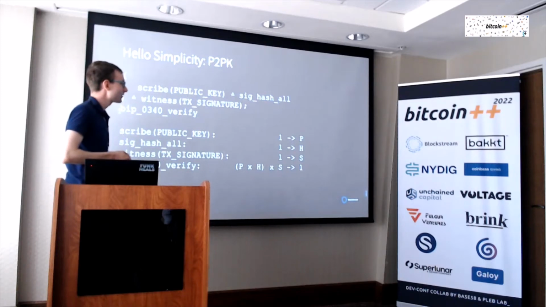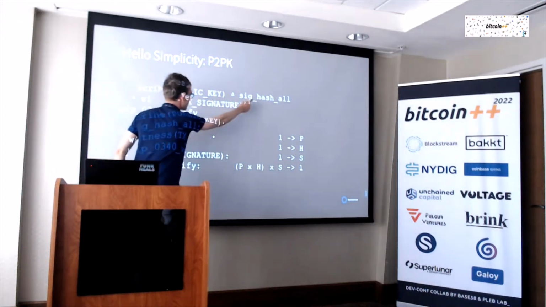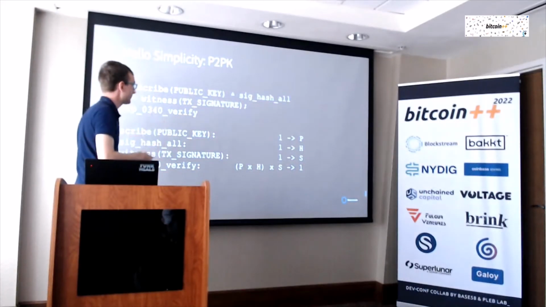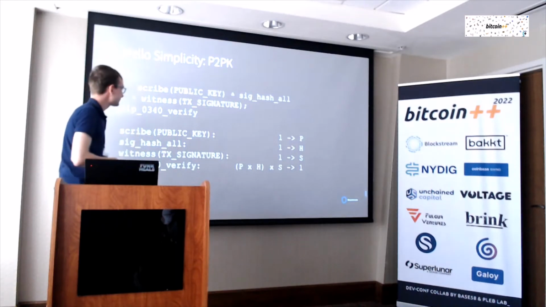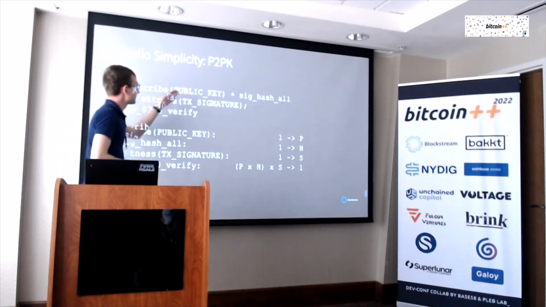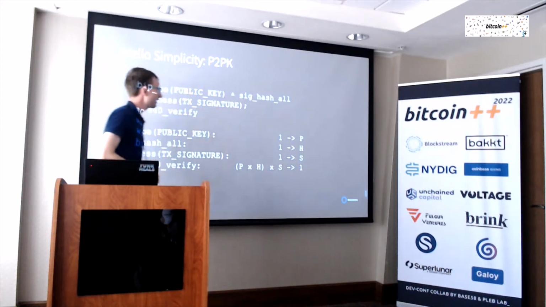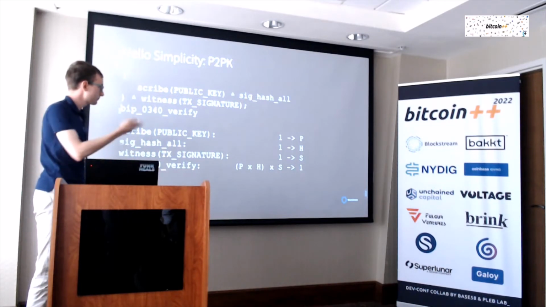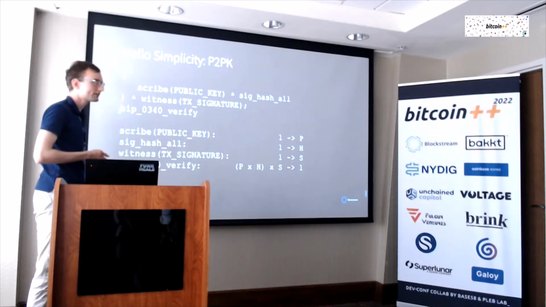And so this is the composition, right? This basically just produces a constant: public key, sig hash, and transaction signature. Then we pipe that, think of it as a pipe, into the Schnorr verification check. This checks if this signature matches the public key and this transaction hash. If it works, it produces an output, a unit output, and we can spend a coin.